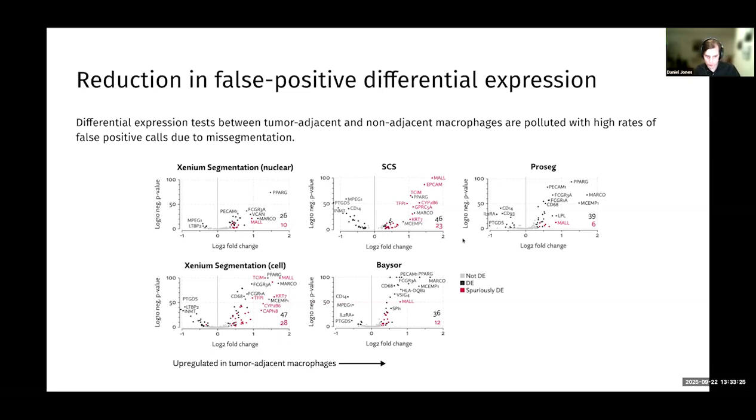And so these genes I've colored in red are sort of suspicious examples because they're basically genes that are highly expressed in the tumor. So if they appear upregulated in macrophages that are adjacent to tumor, that's suspicious. And what's probably going on is missegmentation, and those macrophages are picking up tumor genes. And so sure enough, we're able to not eliminate, but reduce a lot of these false positives we see in some of these other segmentation methods.